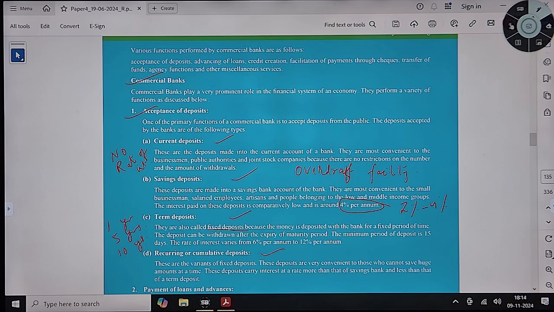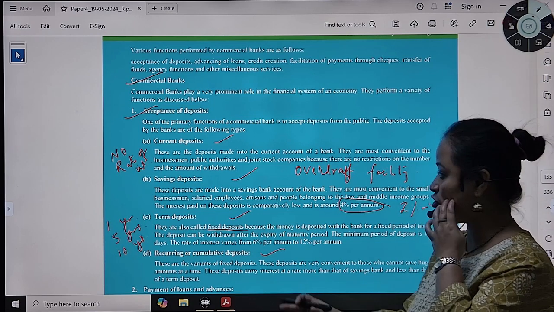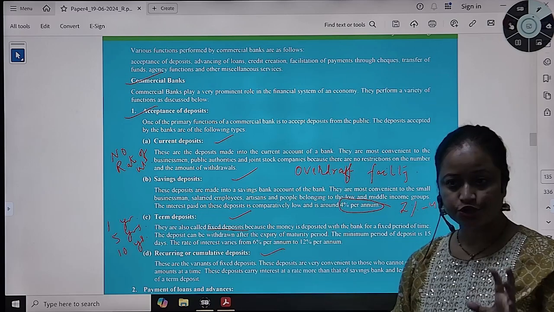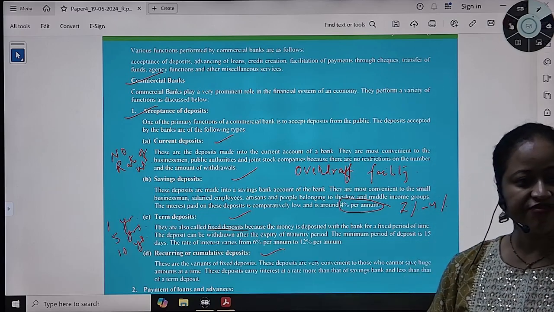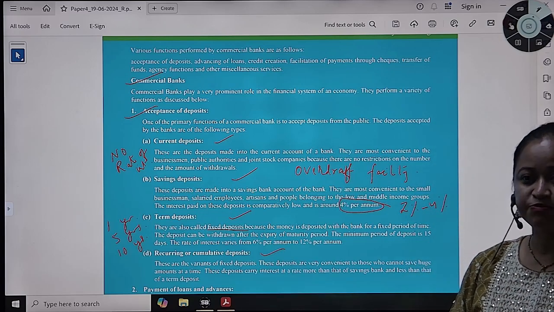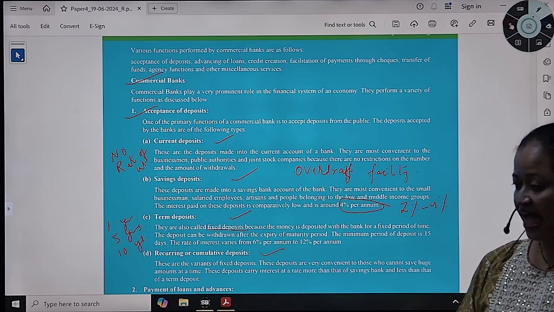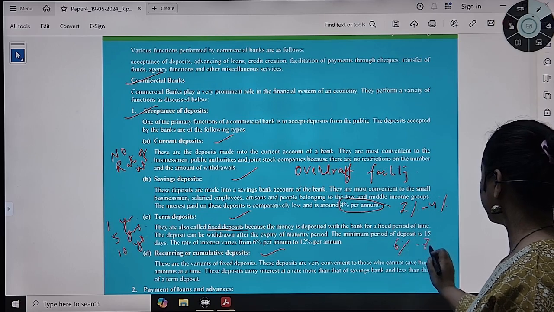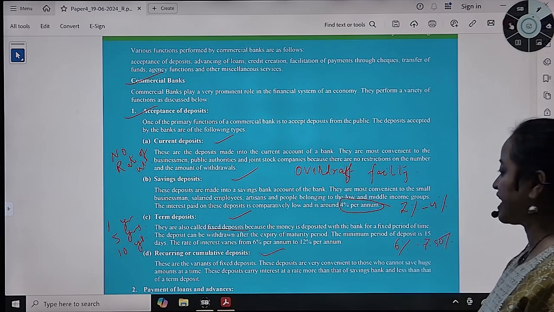So if anyone is depositing money or opening an account in the form of a fixed deposit account, in this account the customer deposits a fixed amount of money for a fixed period of time, fine? And the rate of interest ranges from 6% to 7.5% maximum.